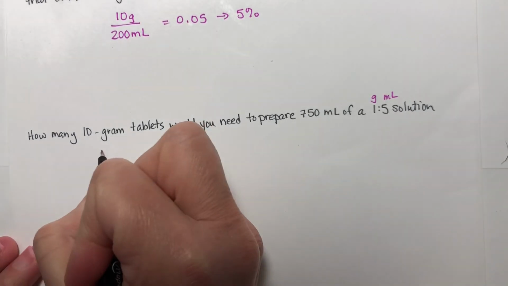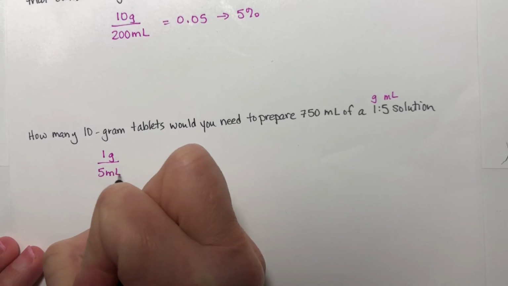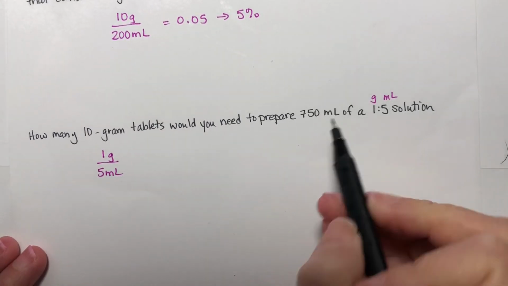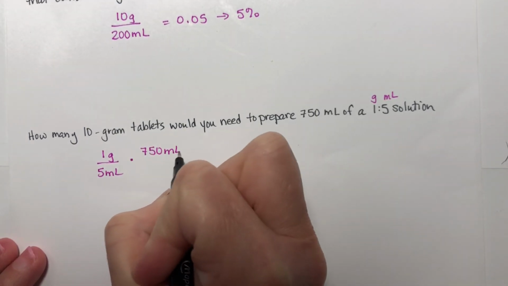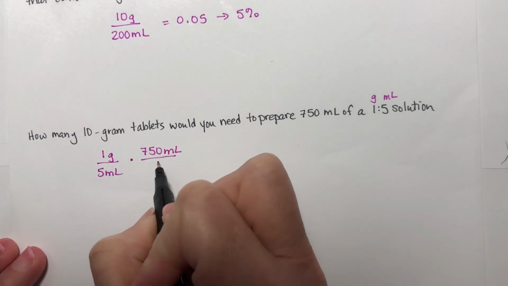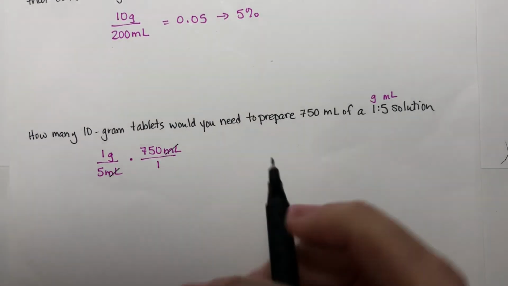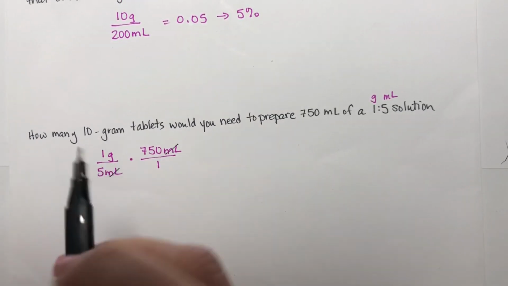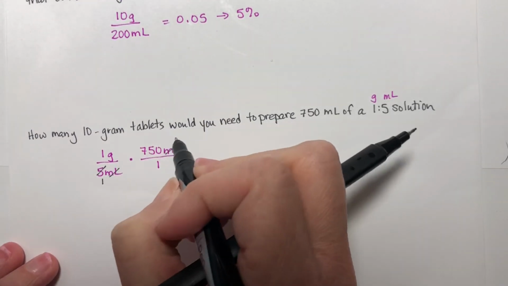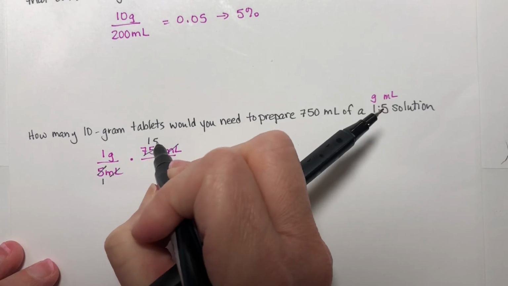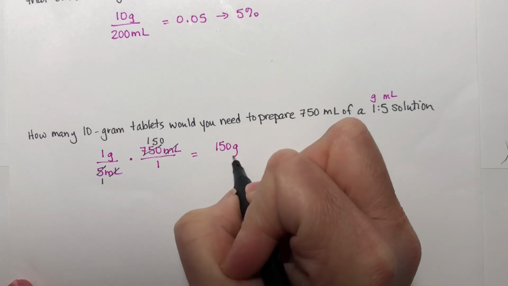Okay, so I know I have 1 gram for every 5 milliliters. I'm supposed to prepare 750 milliliters. So I'm going to multiply by 750, with the milliliters on the top so it cancels out here, and I'll put that over 1. That cancels out, and I have 750 over 5. If I divide 5 by 5, I get a 1. 750 divided by 5 is 150. So my total dosage is supposed to be 150 grams.